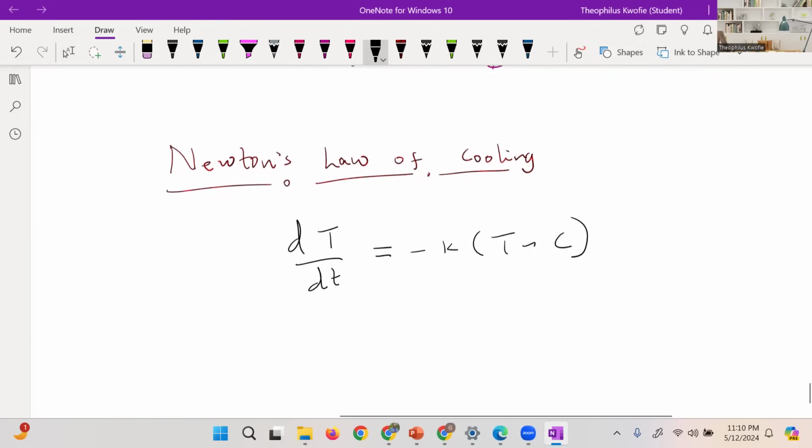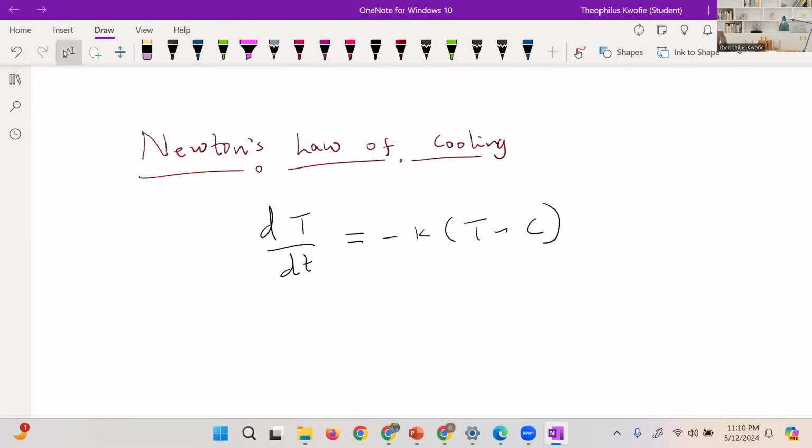Now, the general solution to this particular differential equation can be given as this. So we claim that the general solution of this will just be giving us this. Please let's have this in mind. This is the famous Newton's law of cooling. So I want us to take note of that.